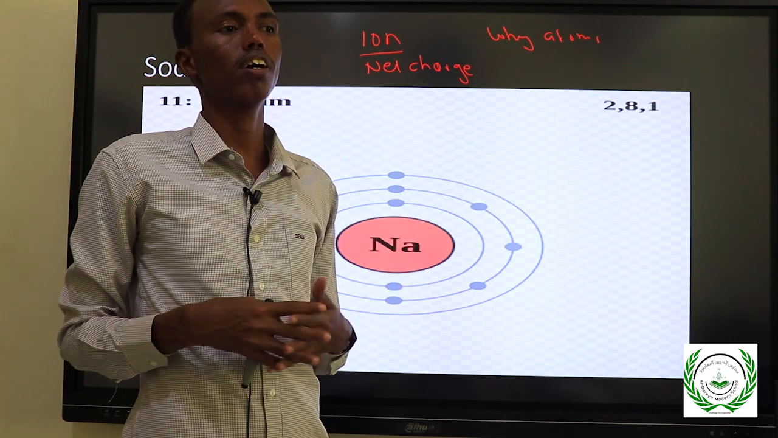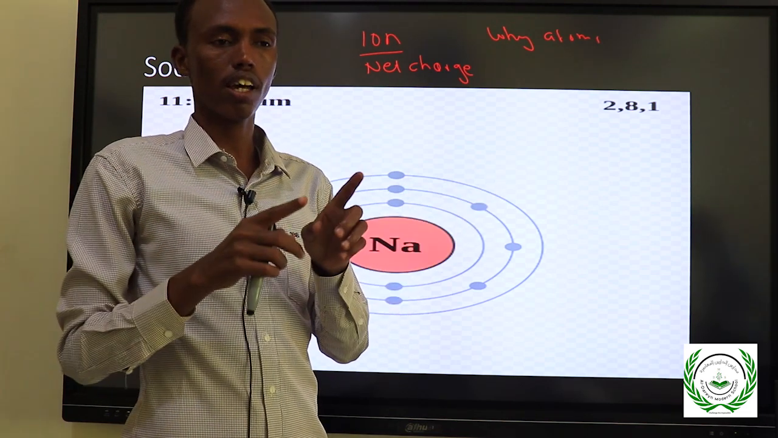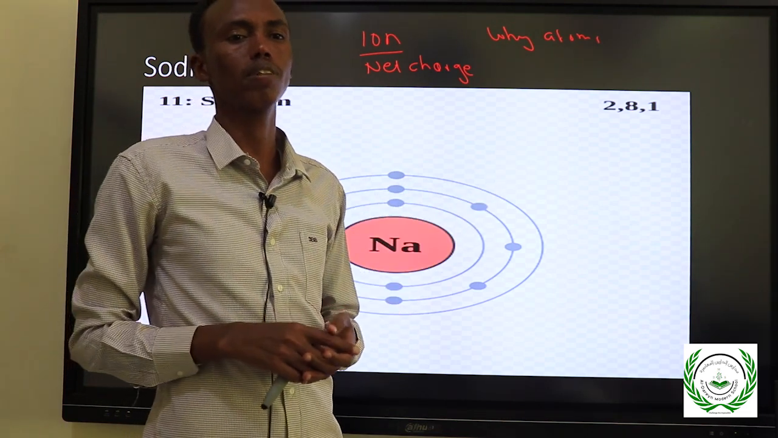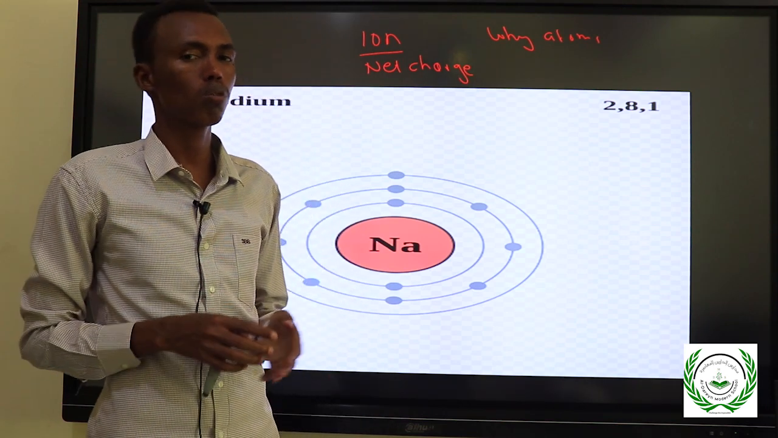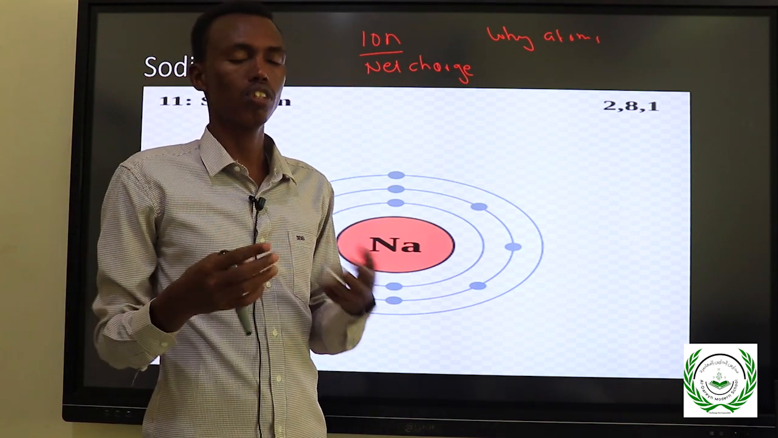If you understand shells, for example shell electron arrangement, well, I hope this will also be very easy for you to understand.